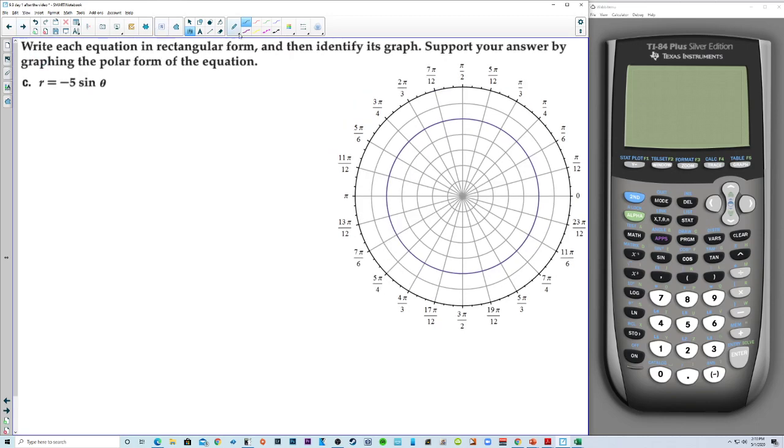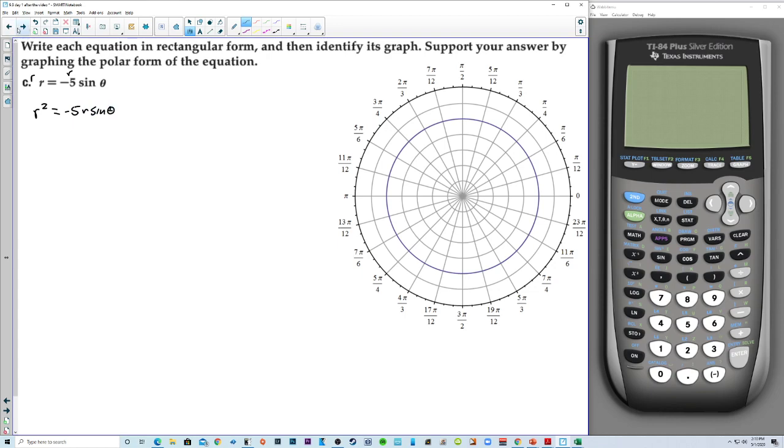Write each equation in rectangular form and then identify its graph. Support your answer by graphing the polar form of the equation. In rectangular form, I have to turn everything into x's and y's. The technique on this one is we're going to multiply both sides by r. We get r squared is equal to negative 5r sine of theta.